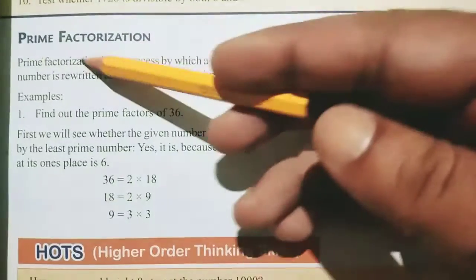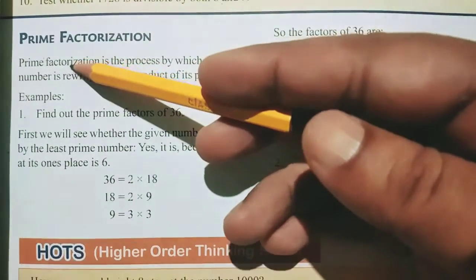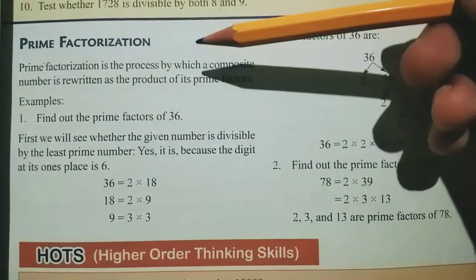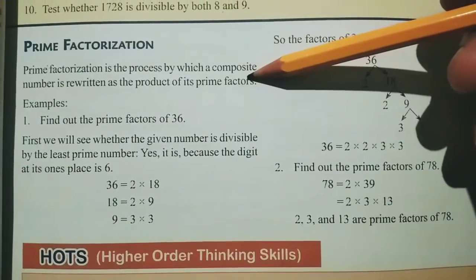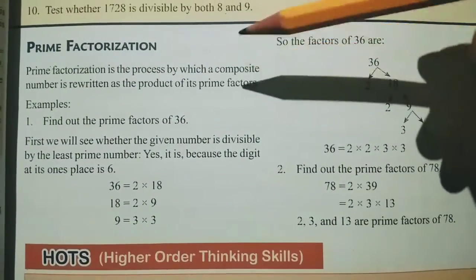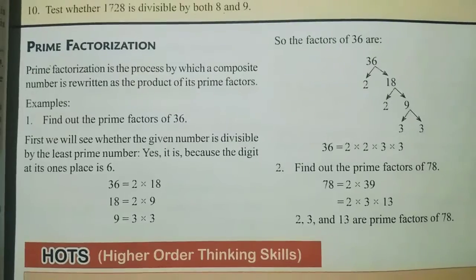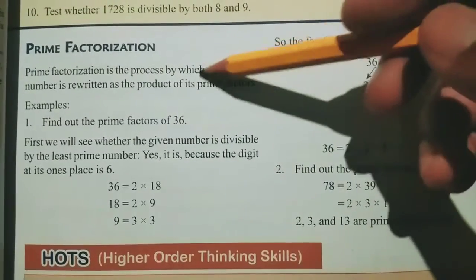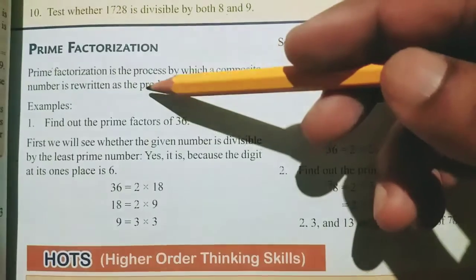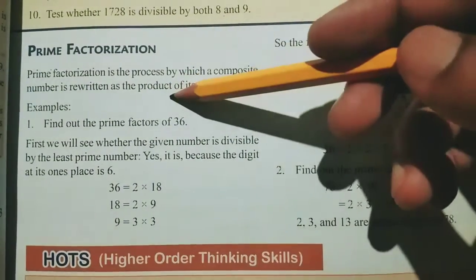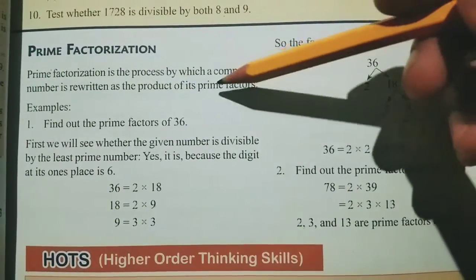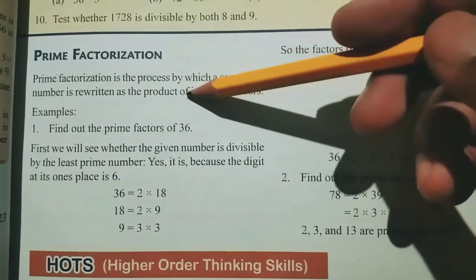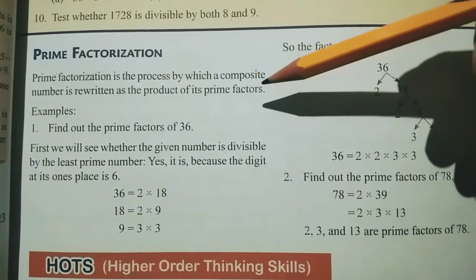Okay, the meaning of prime means what? Prime means the prime numbers. You have to factorize the composite numbers. Composite number means numbers which have more than two factors. You have to factorize the composite numbers, and they can be rewritten as the product of the prime factors. So you have to write the product in the prime factors, in the prime numbers.